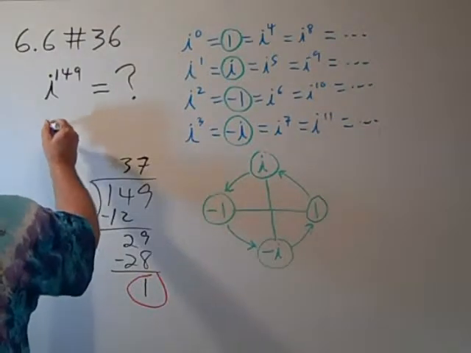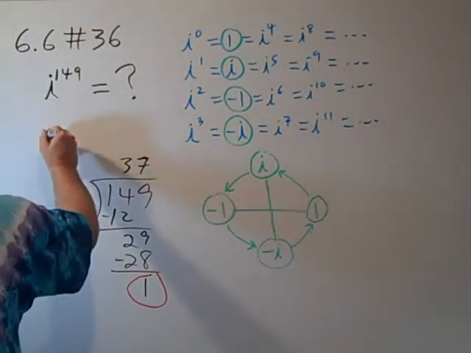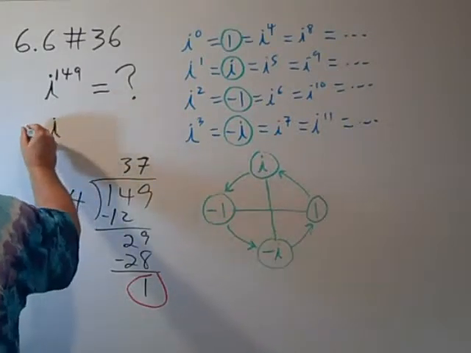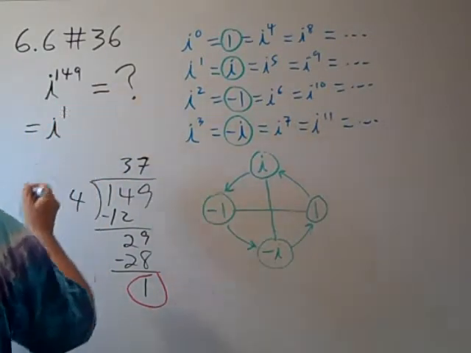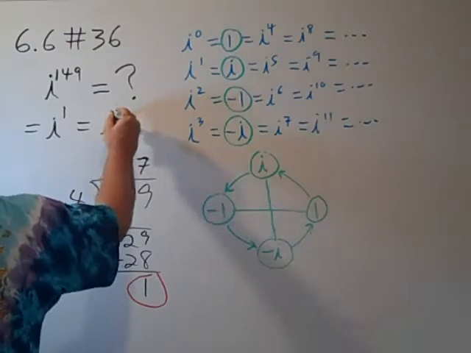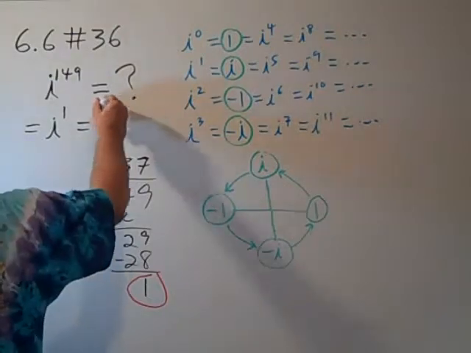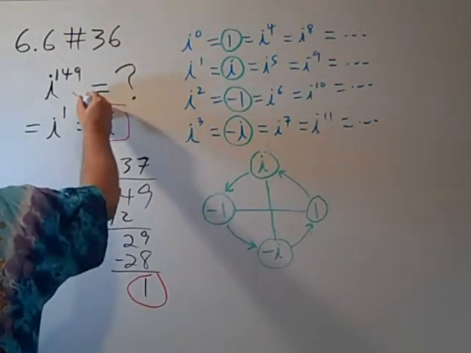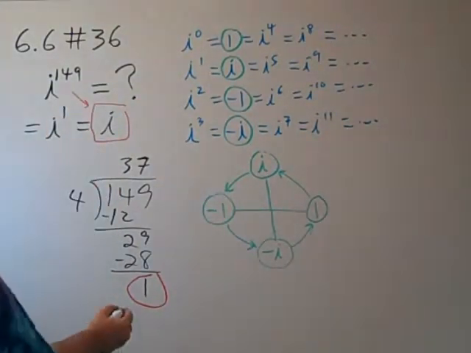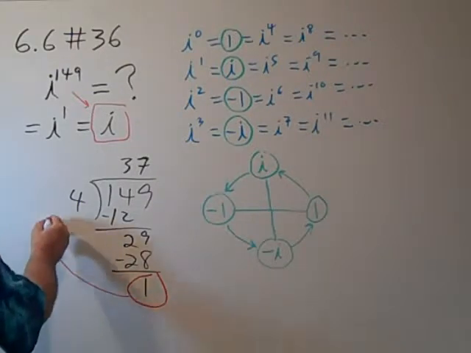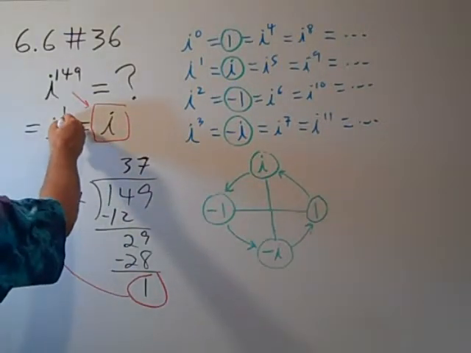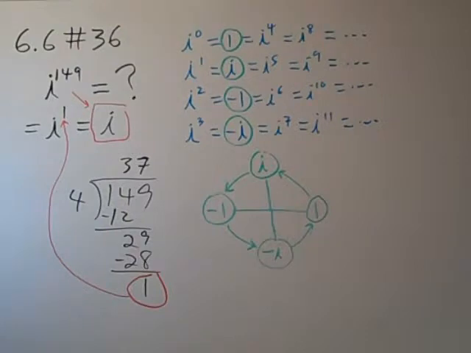this means that our friend here is equal to i to the 1 power, which is just i. So i to the 149th power is equal to i. And the reason again is this 1, the remainder, it was the exponent of i.